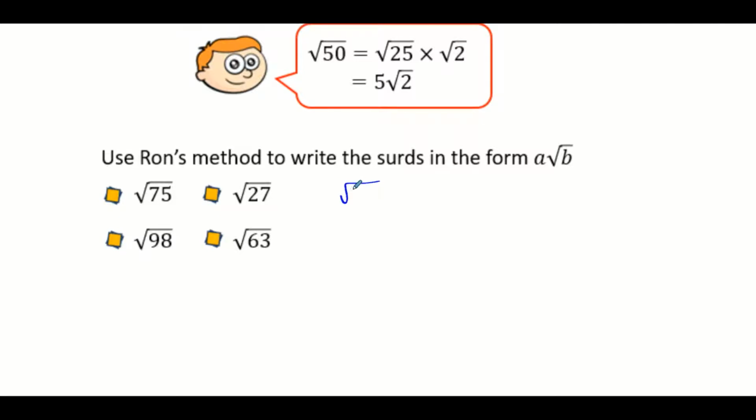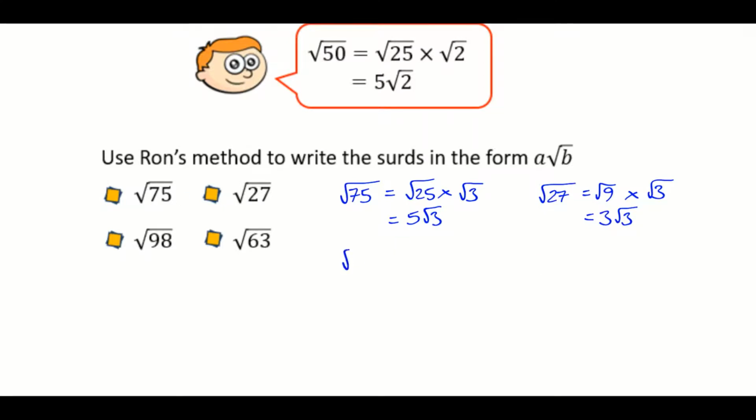Okay, so root 75, well, that's got a multiple of 25 again, so that's root 25 times root 3, because 25 times 3 is 75. But root 25 is 5, so we just end up with 5 root 3. Let's have a look at root 27. Now, what's a square number that goes into 27? Well, 9 goes into 27, so root 9 times root 3 is root 27, but 9 square rooted is 3, and then we can't simplify the root 3.